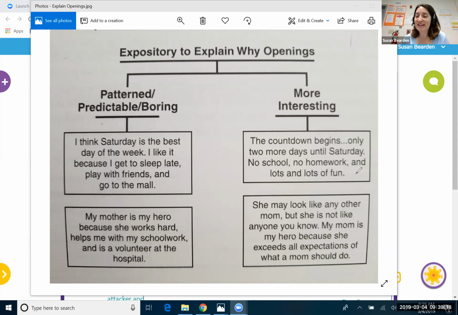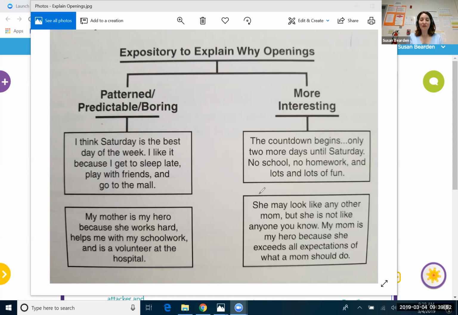So you notice that they started with some kind of an interesting fact to catch our attention. The countdown begins. So the reader is going, why are we counting down? Countdowns are kind of fun, right? So it gets our attention and it helps draw our interest. So that's why we're working hard to kind of change up our openings and make them more fun. Plus, as a writer, I would enjoy writing this more interesting one quite a bit more, this one on the right. So let's look at one other example.